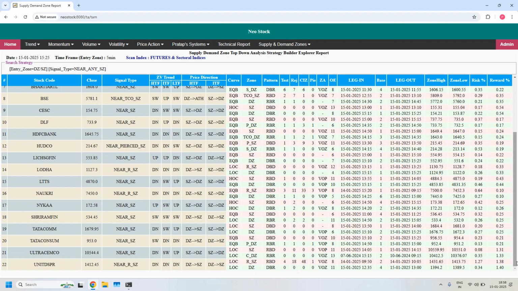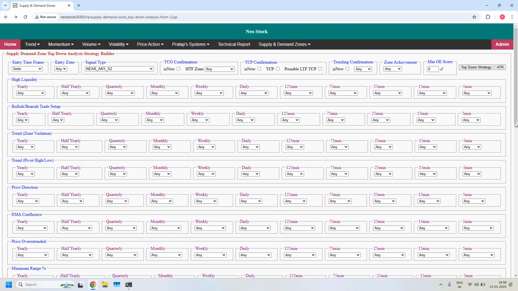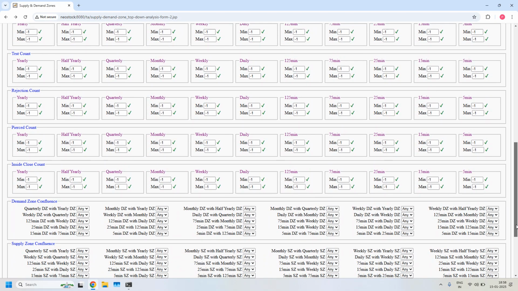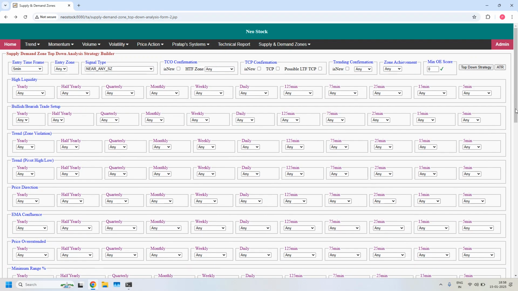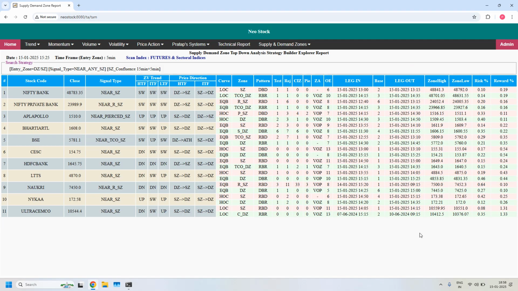Out of these 22, how many are having LTF, ITF supply zone confluence? That is 5 minute supply zone with 15 minute supply zone confluence. I am enabling the filter. With this filter from 22 stocks, we got 11 stocks. And these 11 supply zones are part of the 15 minutes supply zone. Out of these 11, a few high liquidity pierced zones are there. You can ignore them, the pierced supply zones. Our focus is on supply zones. So we have 2 pierced supply zones.